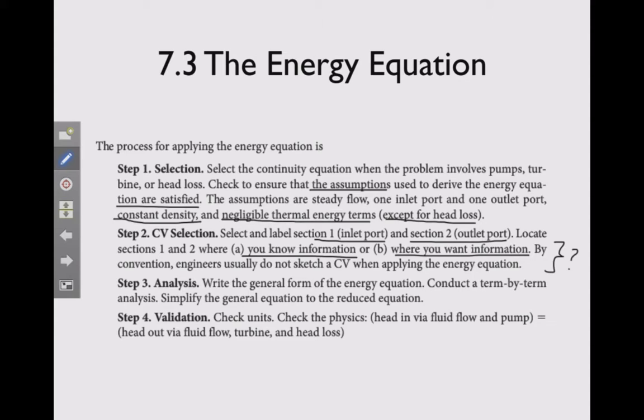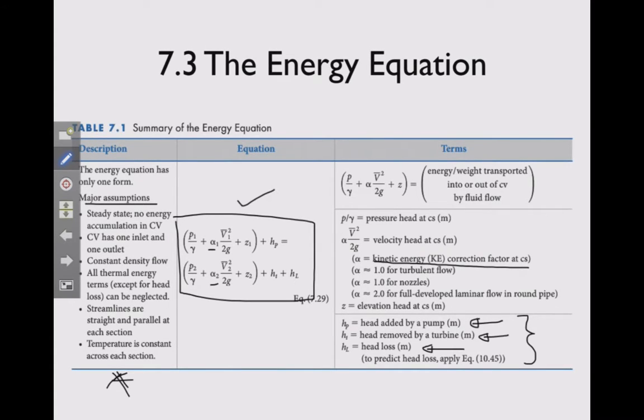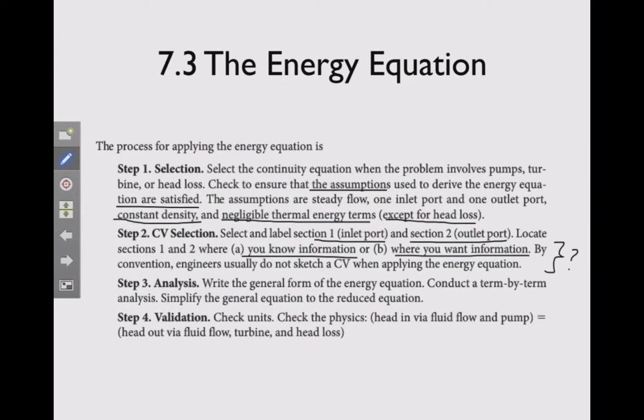Analysis: write the general form of the energy equation down and conduct a term-by-term analysis, and that would be this equation right here. You would be going through and seeing what you can eliminate and what you cannot eliminate, and then what's given and what you need to solve for. And remember, you may need to use the continuity equation to fully develop the equation into something that you can solve for a single variable. And then validation. As always in this class, check your units and check the physics.